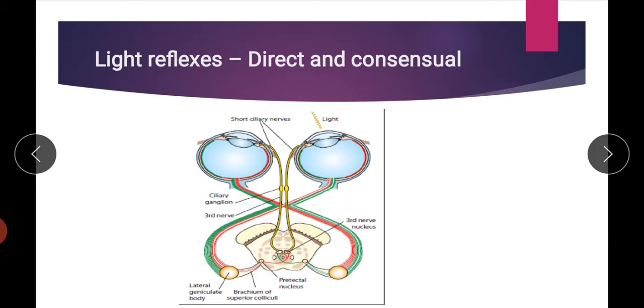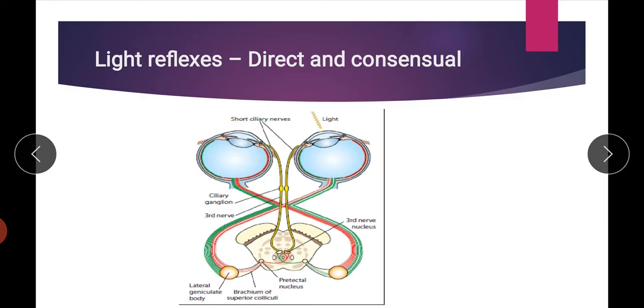That's why the efferent fibers of the third cranial nerve on both sides are stimulated, and that's why constriction occurs on the same side as well as on the opposite side.